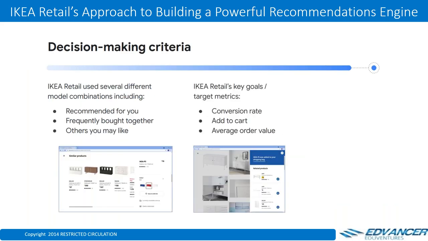Now, IKEA was doing around 5 to 7 experiments per week. So imagine the number of customers they have, imagine the number of products they have, and imagine the number of data points they would work on to personalize the recommendations. Okay, so they were doing 5-7 experiments per week, and this is one way you can do rapid experiments.